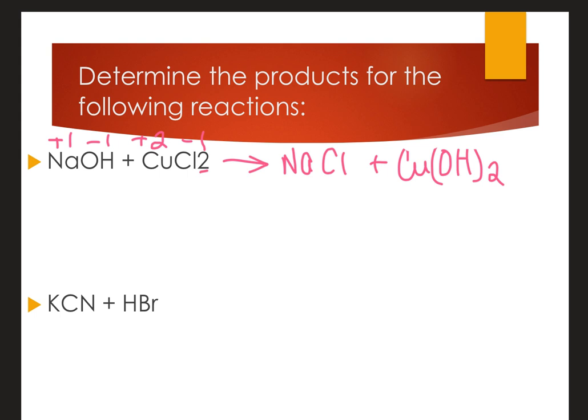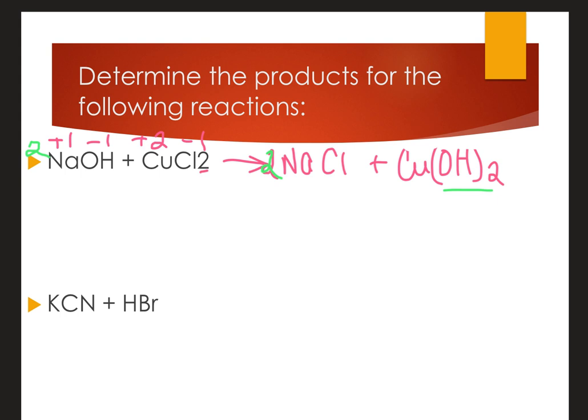So on the left, I have 2 chlorines. On the right, I only have 1. So I'm going to have to put a 2 here. But that gives me 2 Nas. Let me change the color on that so that you can see it better. So I'm going to put a 2 here, and then I need to put a 2 here. So I have 2 Nas on the left. But that also gave me 2 OHs on the left, which I already have. So now my equation is balanced.